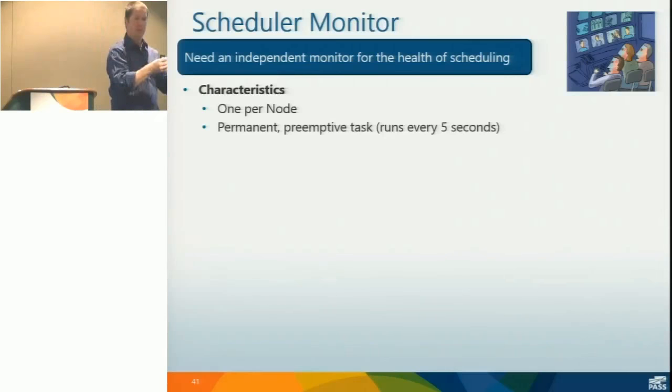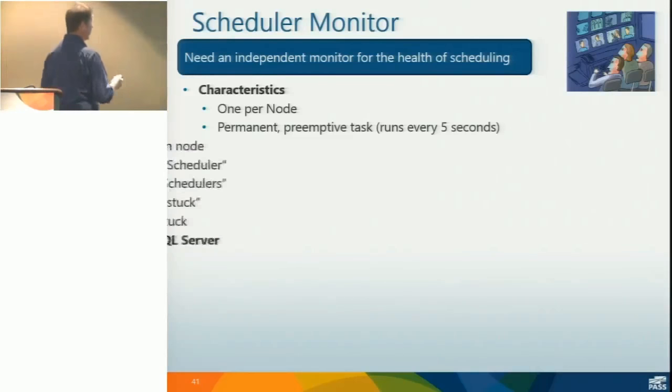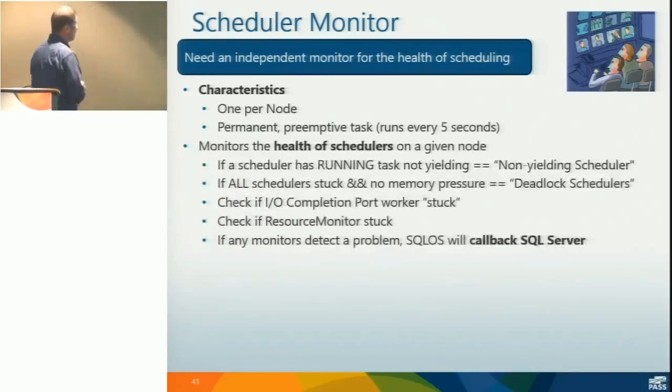Yeah, it's got to be able to get through a situation that might be a non-yielding scenario. If it's running on a scheduler that's not yielding, it doesn't get to run. It could get starved, right? So it's got to go do the work, and that's why it runs in a preemptive mode. And it runs every 5 seconds. It monitors the health of the scheduler of a given node.